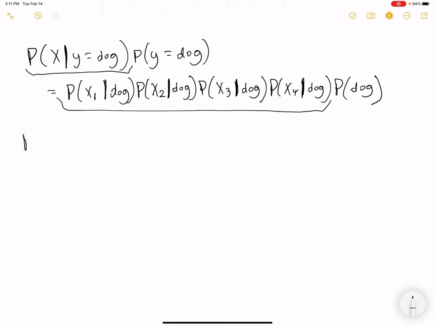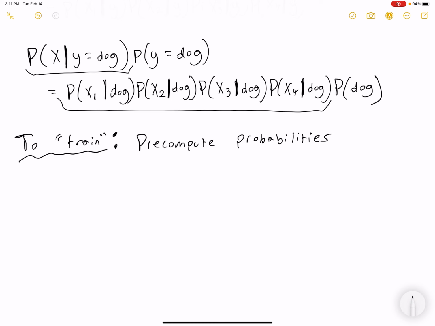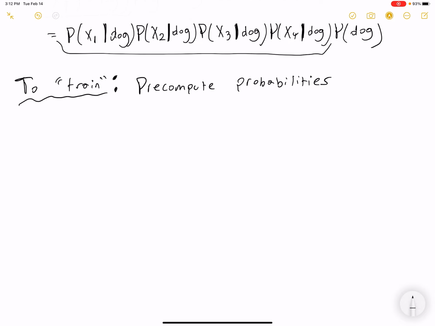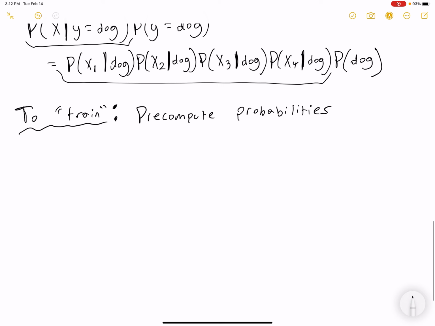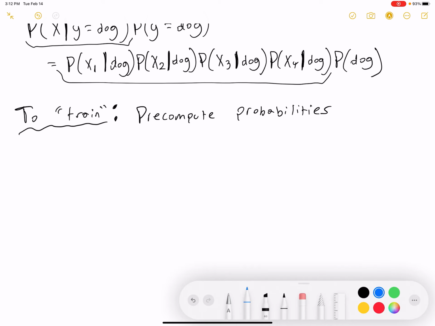But to train, and I'm putting train in quotes because it's not really training in the case of parametric learning, but all we do is pre-compute the probabilities. And so in homework 3, when you implement the dot fit method, you're pre-computing all the relevant probabilities. And then when you call the dot predict method, what that's doing under the hood is the multiplication and seeing which one is higher.